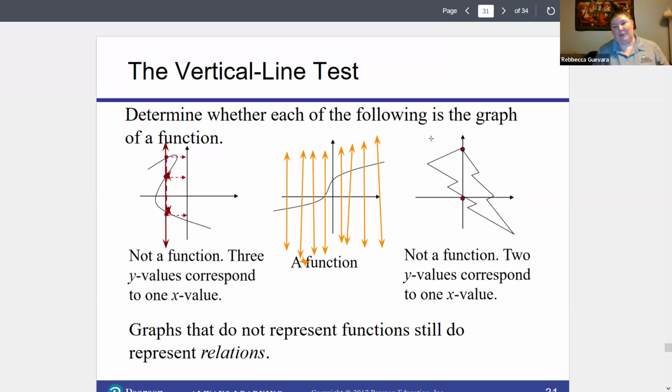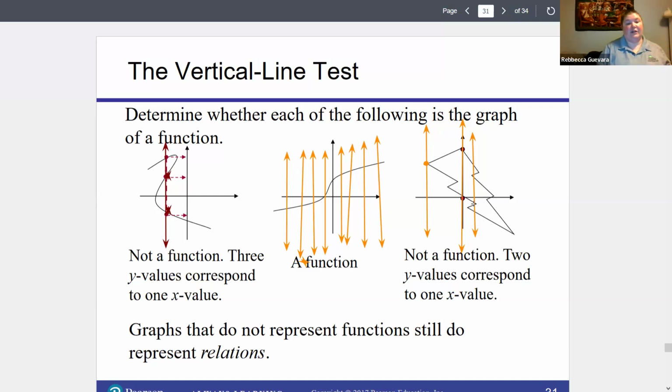And the last one, this lightning bolt. Just to point this out, if I crossed out here, I hit here and I only cross one place. But the problem is that there is at least a place where I cross two times. Or in this case, I can cross it, let me see, was that 1, 2, 3, 4, 5 times? So like I said, if I can draw a vertical line one time and it crosses that graph more than once, we know it's no longer a function.